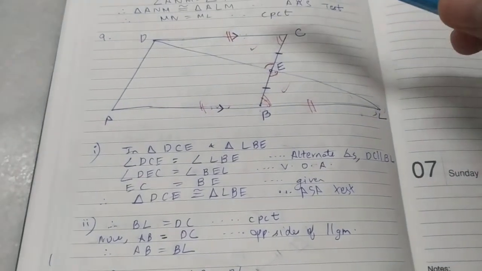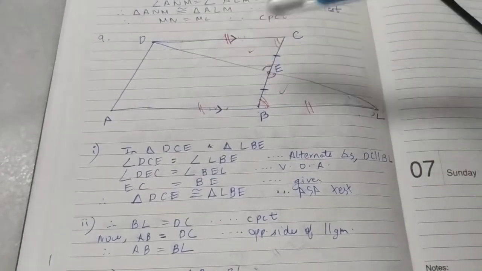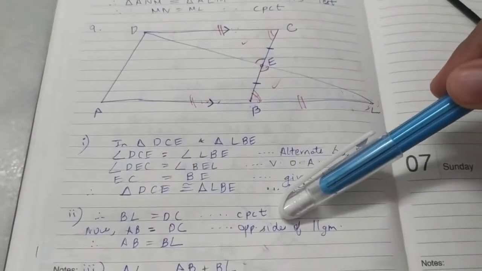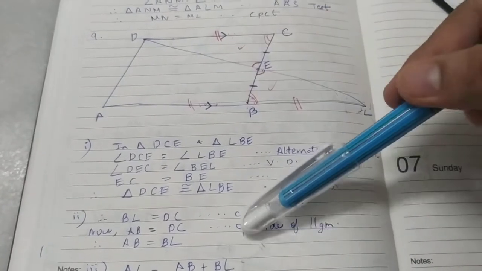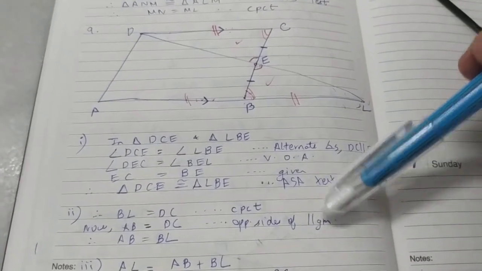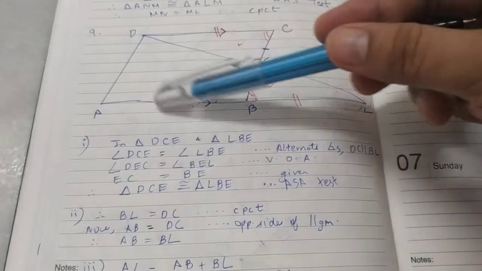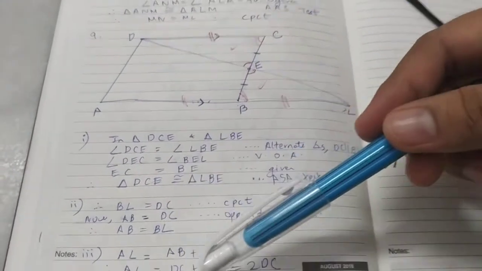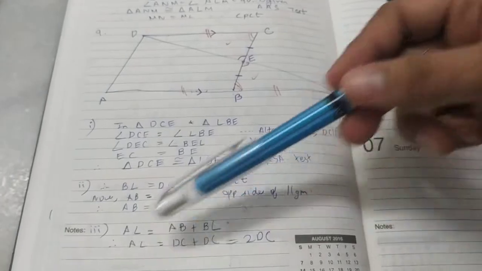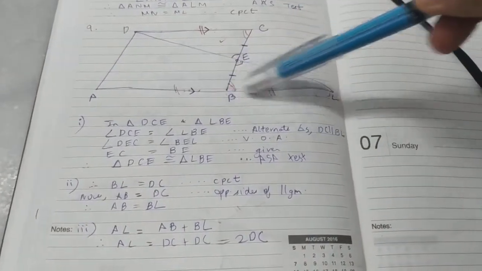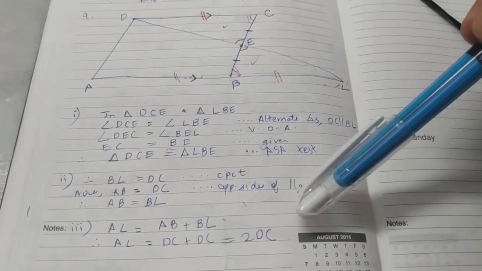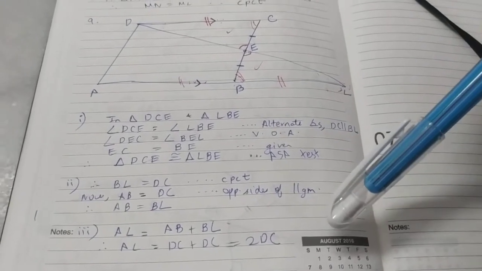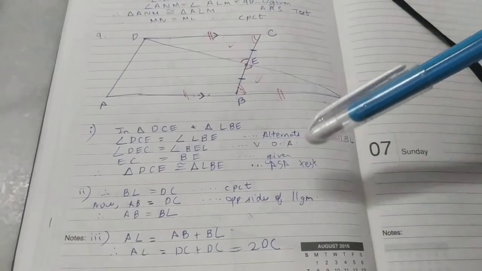So, BL is equal to DC by CPCT, corresponding parts of congruent triangles. But AB is equal to DC, reason: opposite sides of a parallelogram. Yeah, that's how we write it. That means AB is equal to BL. And Roman number 3, AL is equal to AB plus BL. That's obvious. So you can write dot dot dot. Common sense. No need to write that.